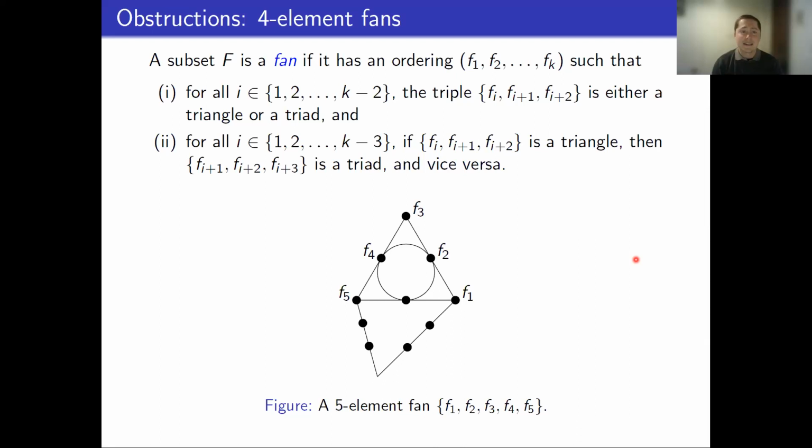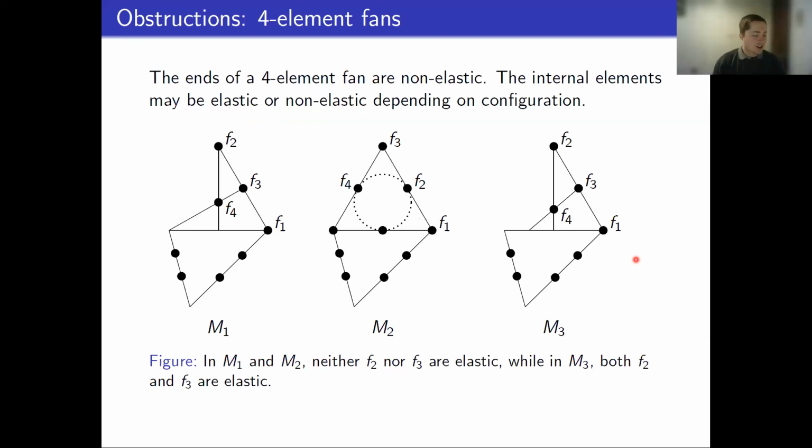So to remind you what a fan is, it's an ordering of elements such that it alternates between triangles and triads in triples. So the first 3 elements are a triangle, and then the second 3, starting from the second index, are a triad, and so forth. And a wheel or a whirl is actually just a fan wrapped in on itself. So it turns out, after some fairly quick looking at things, that fans are always obstructions to elastic elements. You can get elastic elements, but you can certainly not. So the ends of a 4-element fan are always non-elastic.